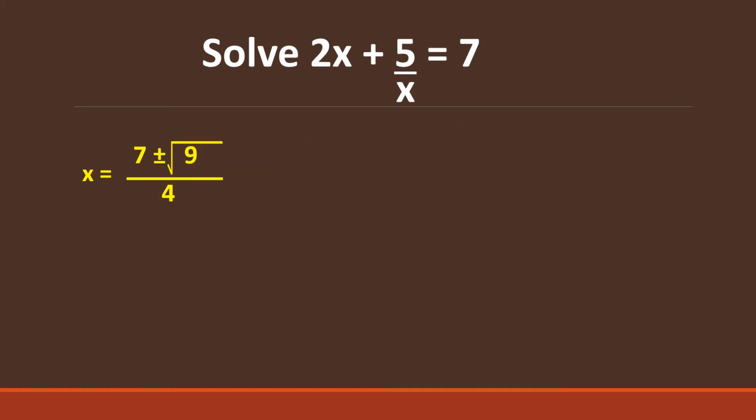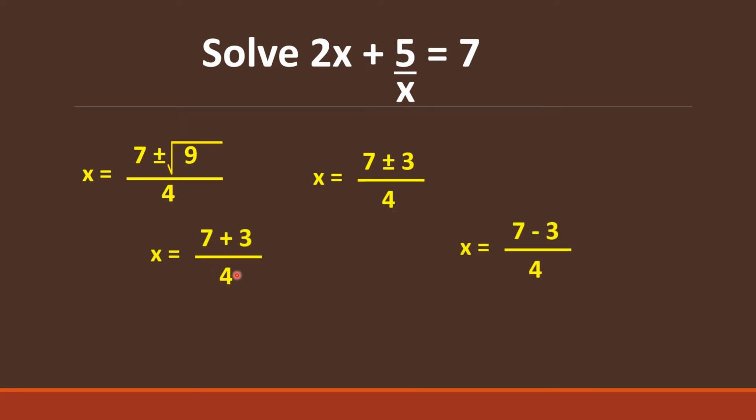And then we get 7 plus or minus square root of 9 divided by 4. Square root of 9 is 3. So, x is equal to 7 plus or minus 3 divided by 4. That may be 7 plus 3 by 4 or 7 minus 3 by 4. If it is 7 plus 3 by 4, then the value of x will be 5 by 2. And if it is 7 minus 3 by 4, then the value of x will be 1. Hence, the roots of this equation are 5 by 2 and 1.